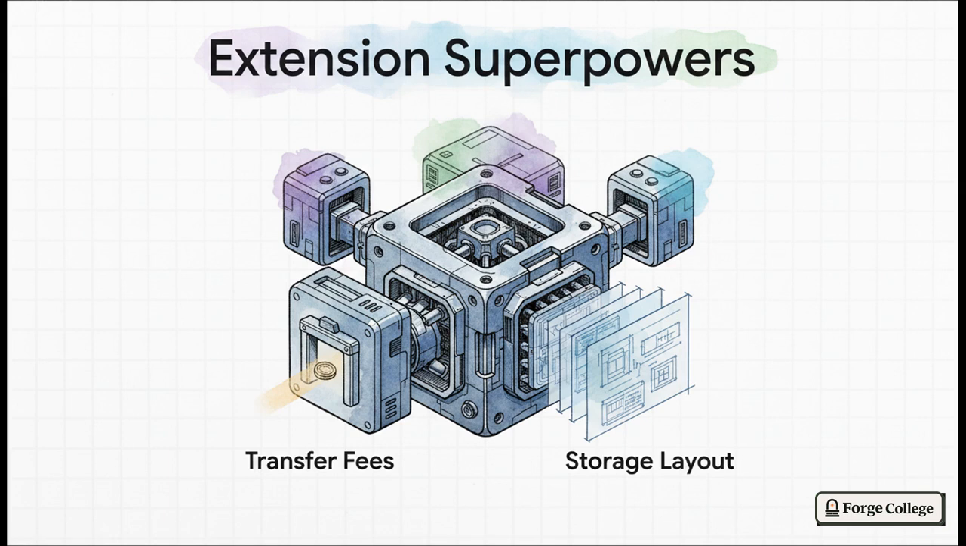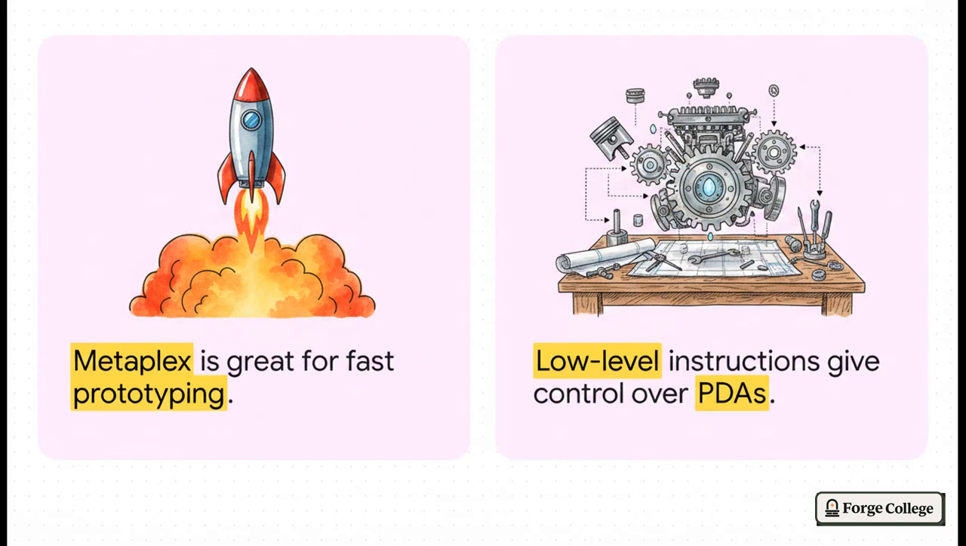Unlike the traditional SPL tokens, these Token-2022 extensions literally change the storage layout of the mint itself to accommodate these complex, built-in behaviors natively on-chain. Now, when you are actually building this out in your code, you basically have 2 main approaches to choose from. You can use the Metaplex SDK, which is absolutely amazing for fast bundled prototyping.